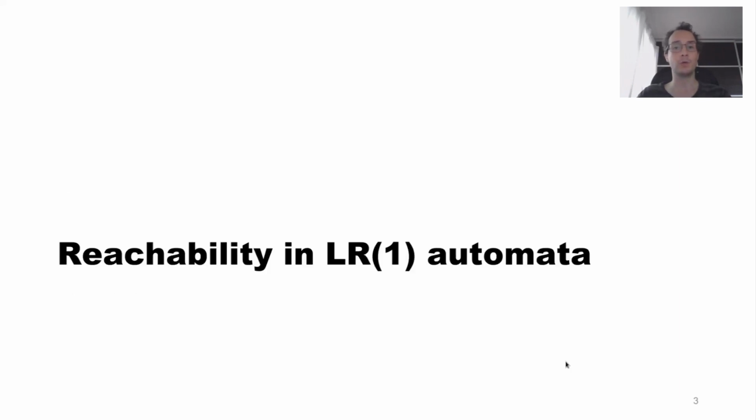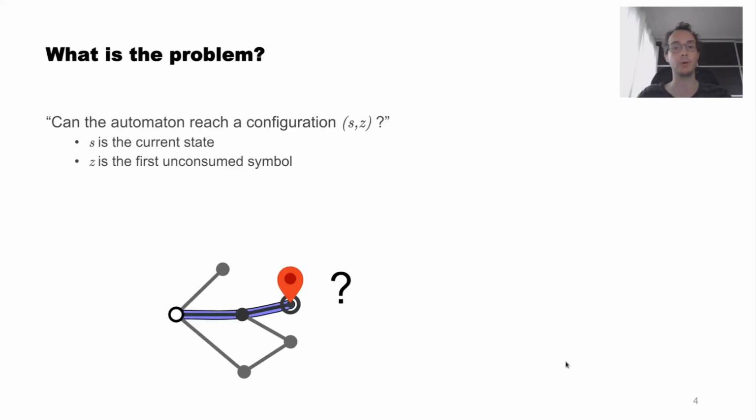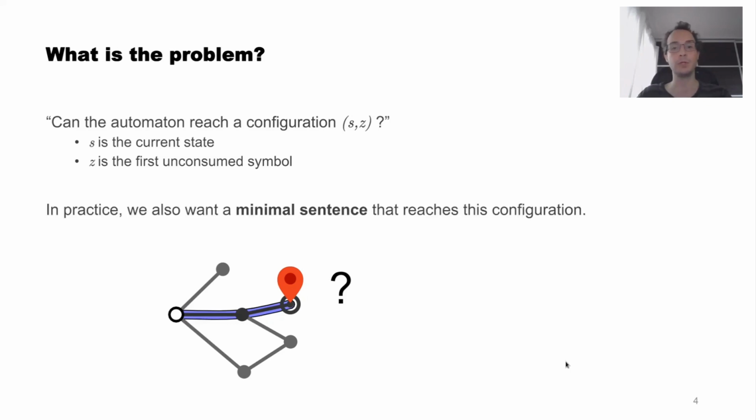So what is LR1 reachability and what is its purpose? The problem can be defined as whether it is possible to reach a specific configuration of the automaton. A configuration is a pair of a state and an unconsumed lookahead symbol. So we want to know whether there exists a sentence that brings the automaton from the initial configuration to the desired one. And in practice, we also want to know the shortest sentence.